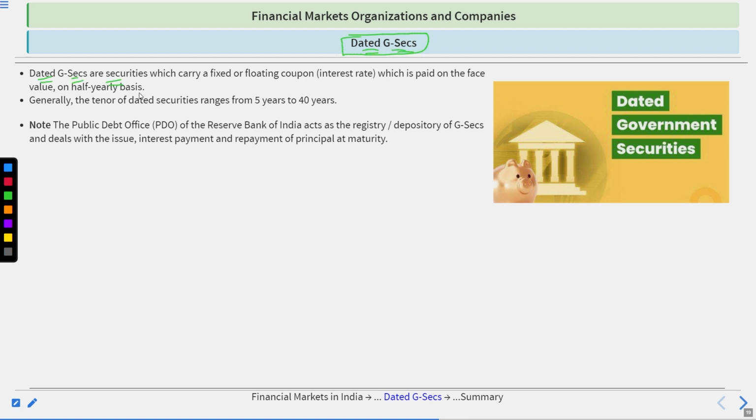Dated G-Secs are securities carrying a fixed or floating coupon, also called the interest rate, paid on the face value on a half-yearly basis. Generally, the tenor of dated securities ranges from 5 years to 40 years. The Public Debt Office (PDO) of the Reserve Bank of India acts as the registry and depository of G-Secs and deals with the issue, interest payment and repayment of principal at maturity.